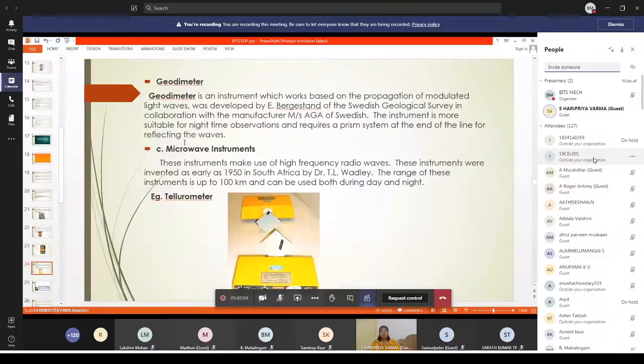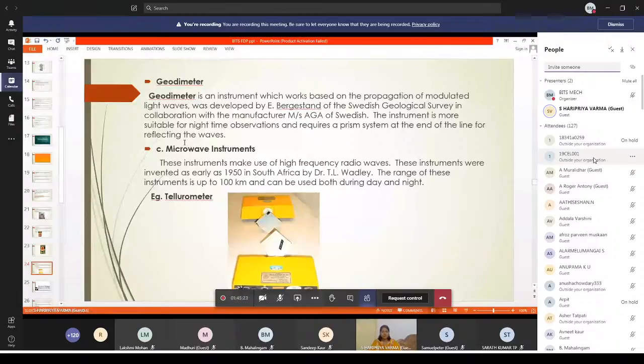Bergstrand of the Swedish Geological Survey in collaboration with the manufacturer AGA of Sweden. The instrument is more suitable for nighttime observations and requires a prism system at the end of the line for reflecting the waves.